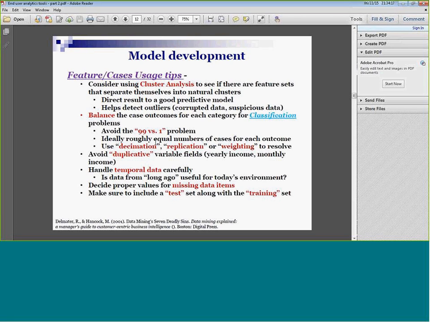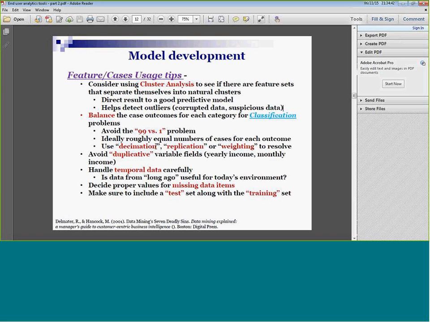Those ways of doing it are decimation. Now, decimation is pretty tough. It says take out, let's say we're back to the 9,900 that did pay it back and the 100 who didn't, take out 9,800 of the ones that paid it back and keep 100 of them that did pay it back and 100 that didn't. Well, yeah, you balance the data set, but you got rid of 98% of your data. So that's not really usually a good way to go.